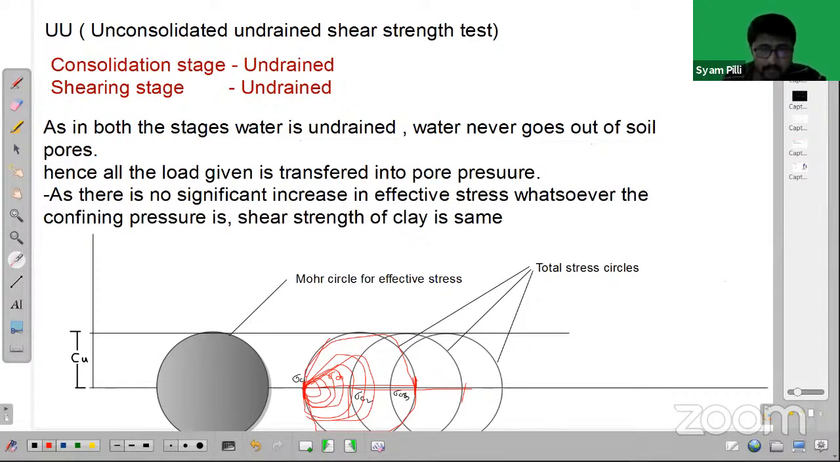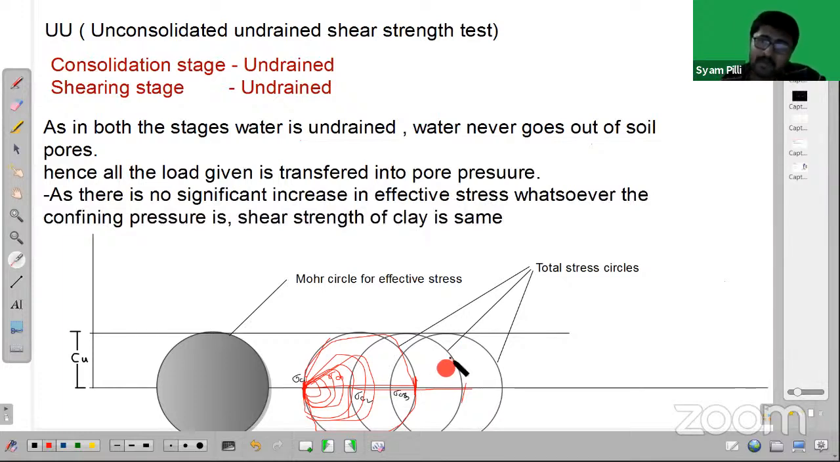Now this is the Mohr circle for the second sample, where sigma c2 is the confining pressure. This is the Mohr circle for the third sample, where sigma c3 is the confining pressure. So here we are increasing the confining pressure, but the shear strength is not increasing. The diameter of the Mohr circle is not increasing, because there is no improvement in the soil.